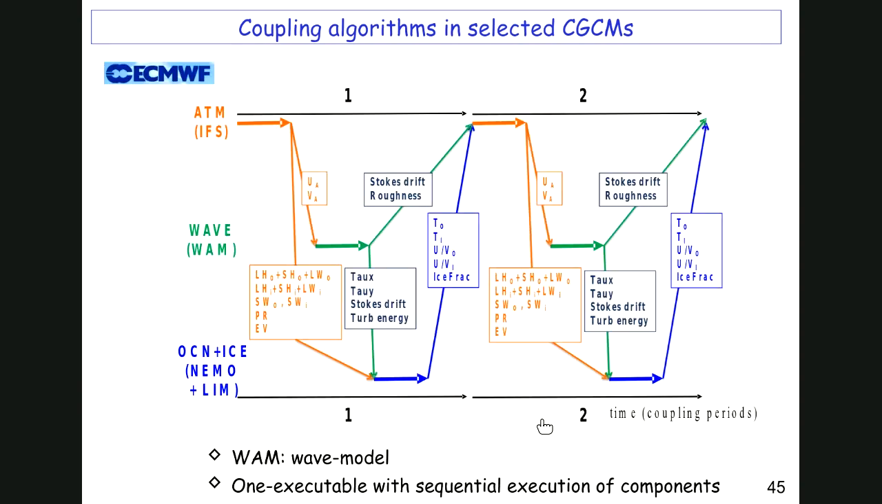This is a little bit more complex coupling algorithm. This is implemented in the European Centre for Medium-Range Weather Forecasts, ECMWF. You have the atmosphere, and at the bottom the ocean, including an ice model, and this is NEMO and LIM. Something different from before is that now you have a wave model, and you also see that different models are running sequentially one after the other.